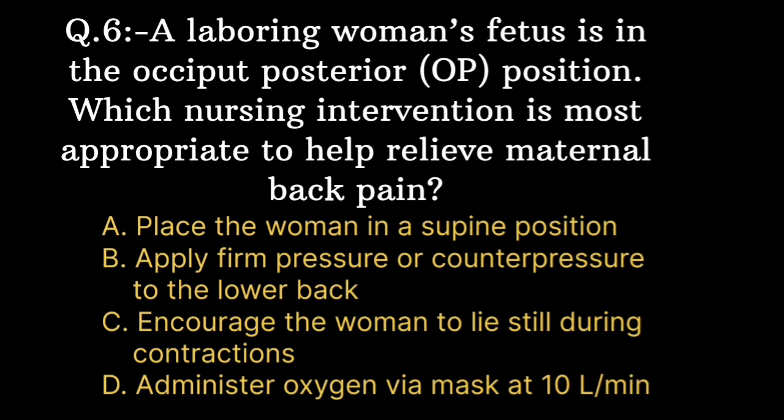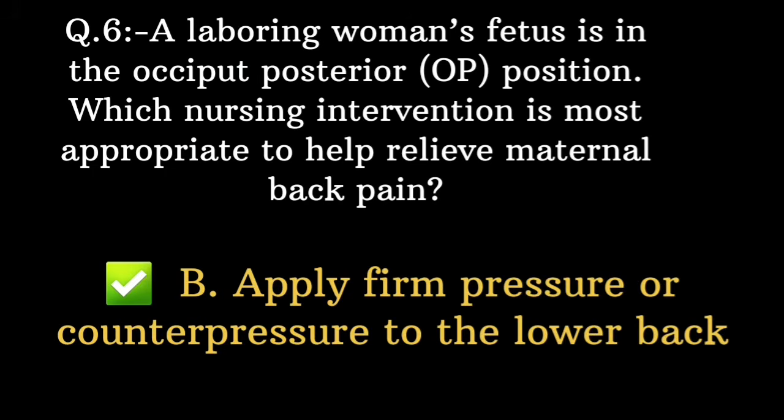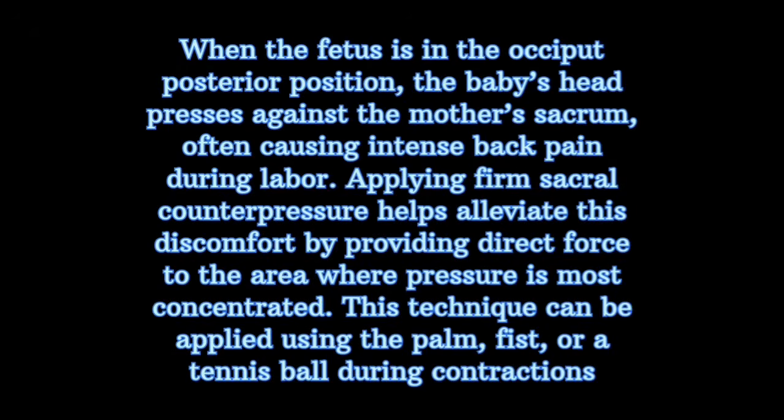The correct answer is option B. Apply firm pressure or counter pressure to the lower back. The reason is when the fetus is in the occiput posterior position, the baby's head presses against the mother's sacrum, often causing intense back pain during labor. Applying firm sacral counter pressure helps alleviate this discomfort by providing direct force to the area where pressure is most concentrated. This technique can be applied using the palm, fist, or a tennis ball during contractions.